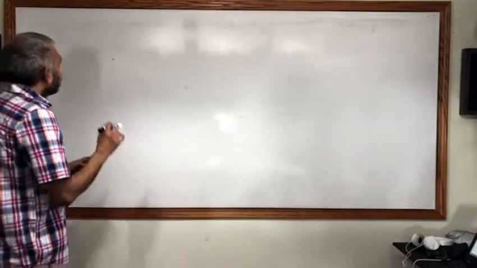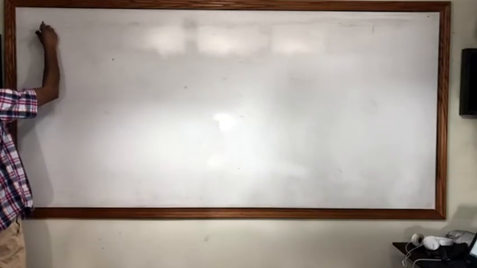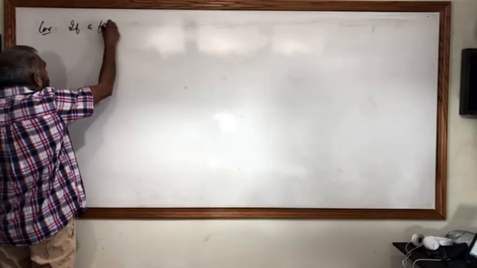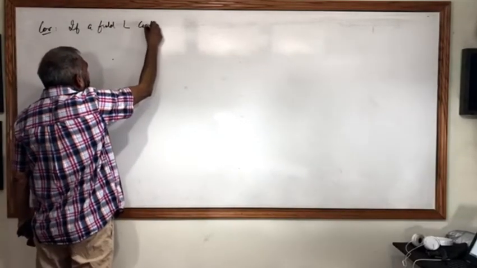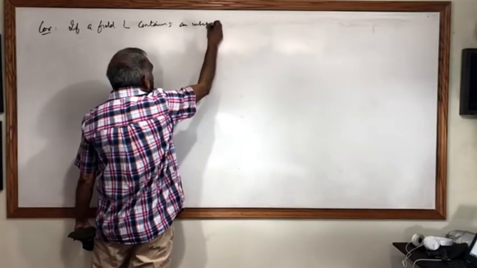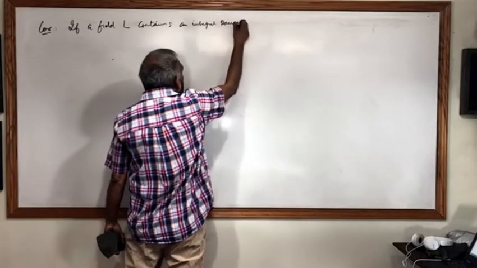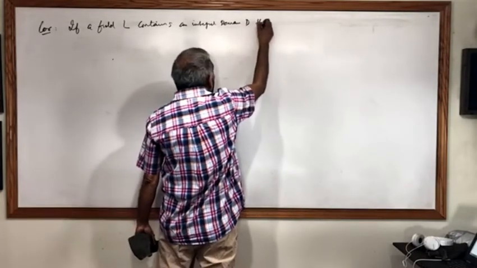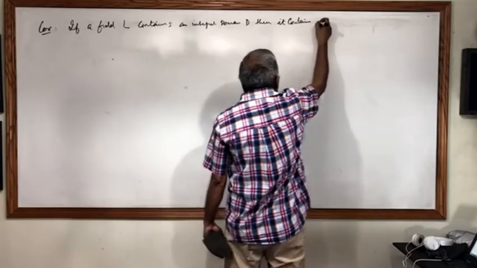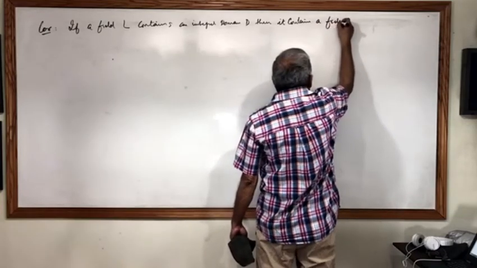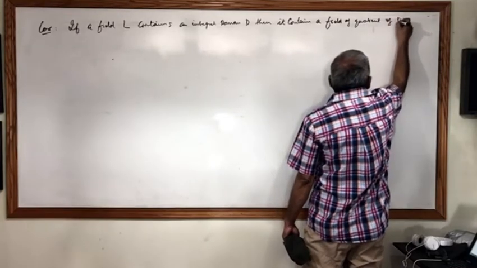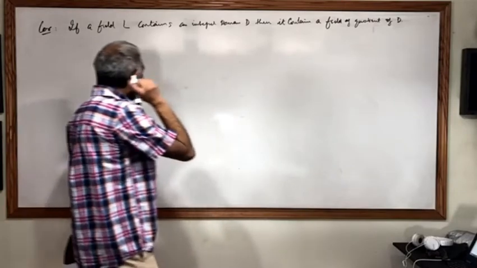And there is a corollary to this result. If a field L contains an integral domain D, then it contains a field of quotient of D. This is very clear.